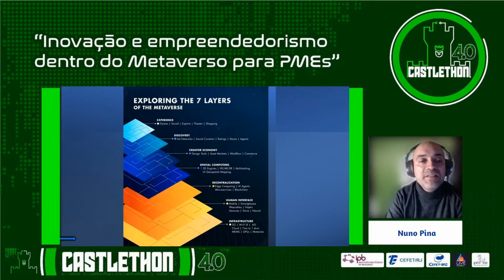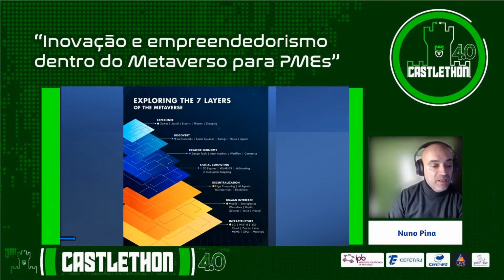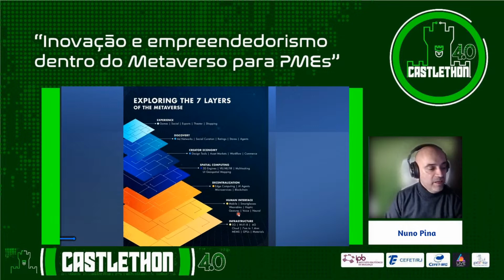So what are the 7 layers of the metaverse? Well, first of all, I would say that you have something like the infrastructure. It's the first level. And nowadays with 5G, with Wi-Fi 8 and with the 6G cloud and with the GPUs and all the materials that we can now use, it's quite important to have a quite solid infrastructure. Then the human interface with mobile, with smart glasses, with wearables, with haptic gestures, with voice, and with neural.